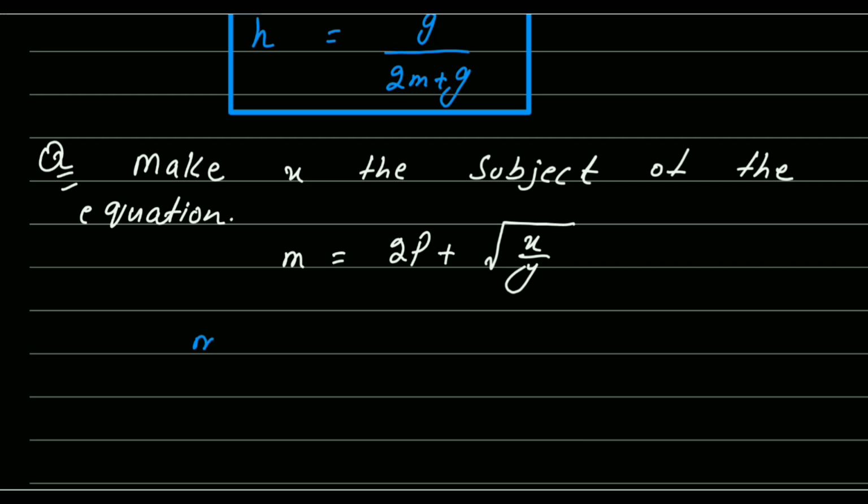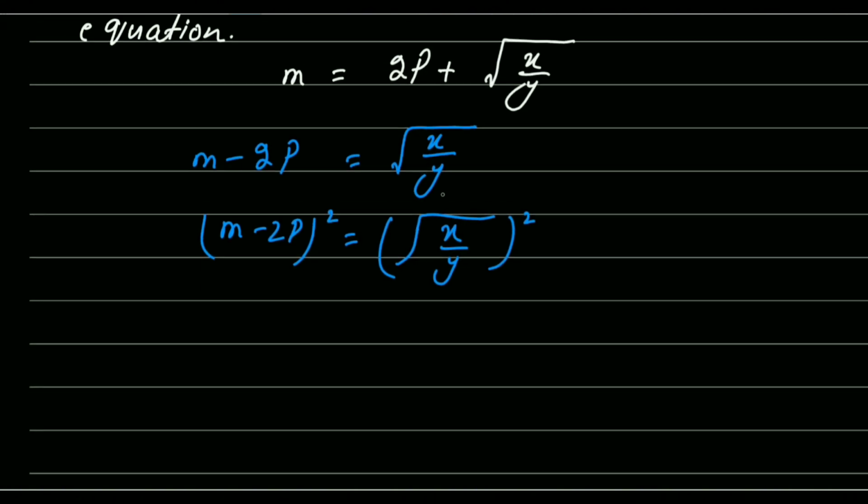So what I will do, m minus 2p, 2p will come with m and under root x over y will remain there. Because I have to make x the subject, now I have to remove the square root. So I will take square on both sides. M minus 2p whole square, and under root x over y whole square. So square and square root will be cancelled. M minus 2p whole square is equal to x over y.